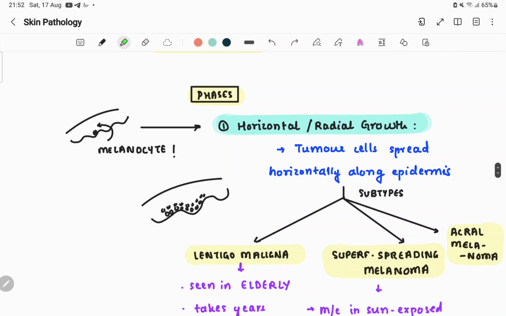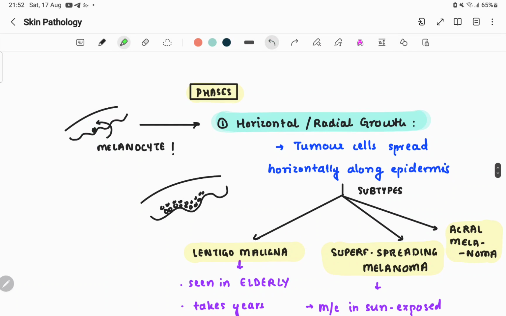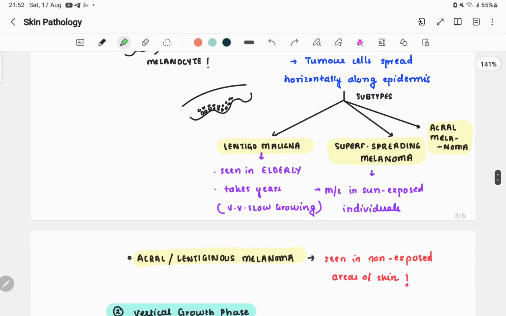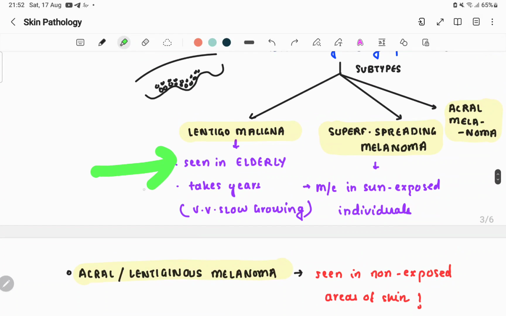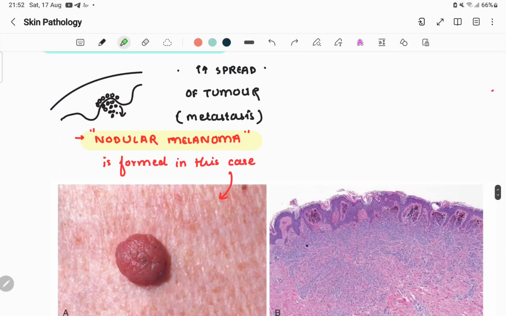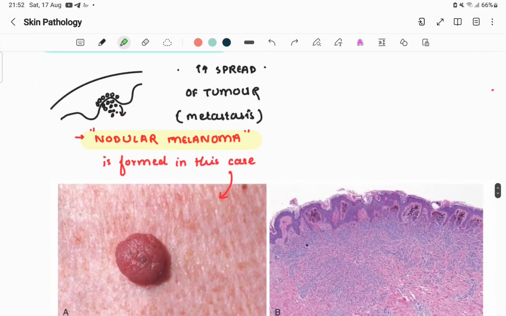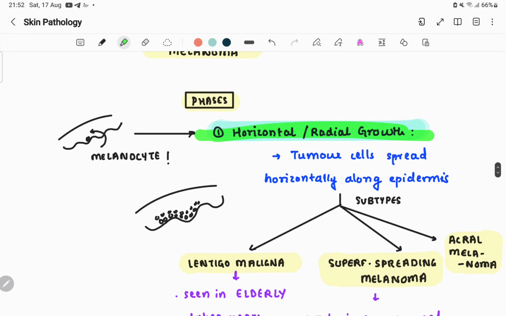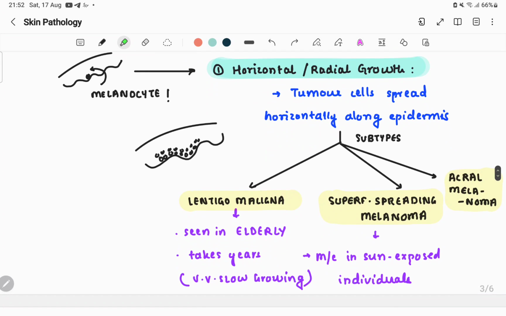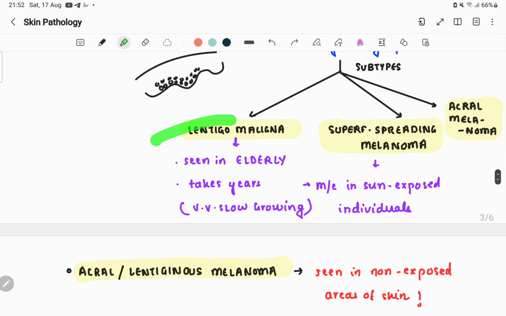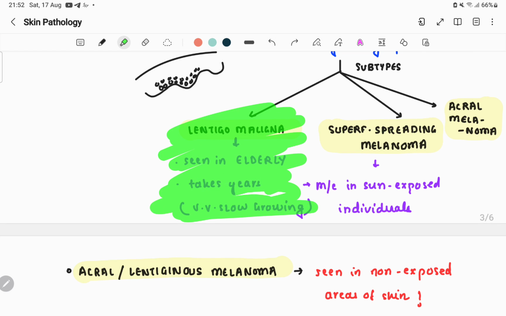So here what happens? There are some phases of melanoma, right? And based on these phases, we have the subtypes of melanoma as well. We have the horizontal phase melanoma, and the vertical growth phase of melanoma, and a radial growth phase of melanoma. Understood? So let's see what the phases are. Horizontal or radial growth phase means that the tumor cells will spread horizontally along the epidermis. Look at this, these cells have spread horizontally along the epidermis. Based on this, we have subtypes like lentigo maligna, which is seen in the elderly, takes years, a very slowly growing melanoma.